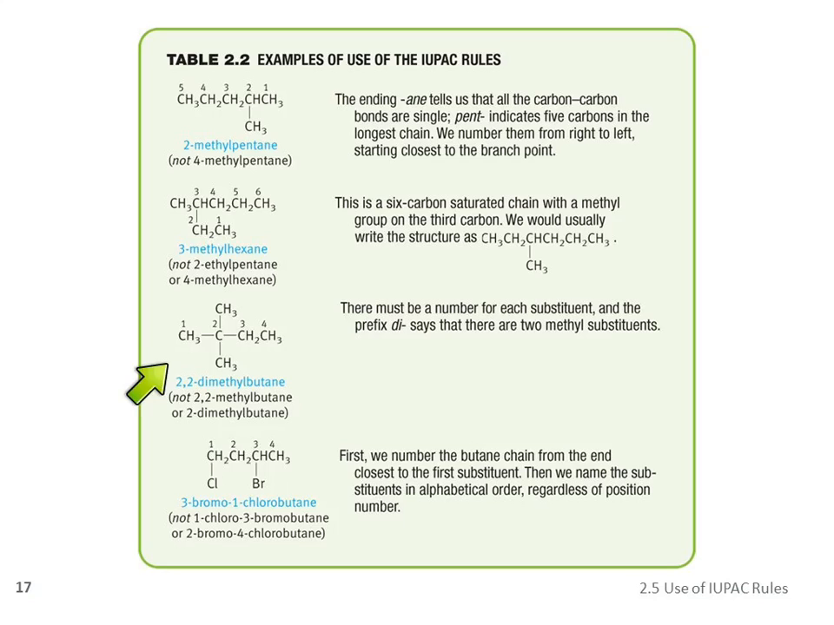Let's look at this one. This one is a little more branched and complicated. We're going to look and find our longest chain is 4, so this is butane. And then we've got a methyl group here and a methyl group here. They're both attached to the number 2 carbon because we're going to choose to number it this way so that they have the lowest number. And so we indicate the number for both, even though it's the same number. It's 2,2-dimethylbutane because there's 2 methyl groups on there.